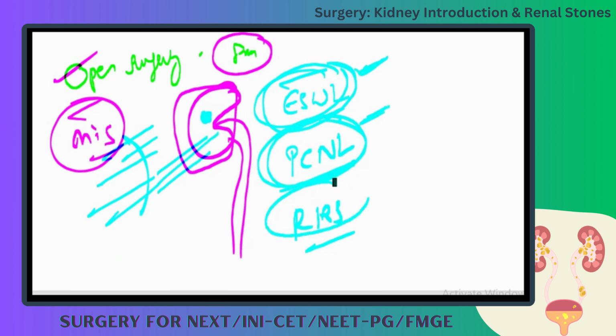And the other is RIRS. Can anybody name what is RIRS? It is a newer surgery in urology, so it may be asked. Full form of RIRS. Retrograde intrarenal surgery. Excellent. You put a scope from here, retrograde. You go there, you fragment it and take it out. So these are the three modalities available for dealing with a kidney stone.